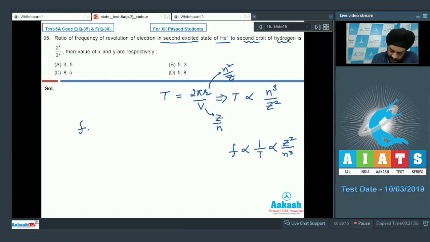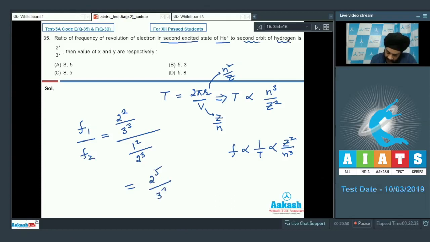So if we talk about the frequency ratio which is given to us, F1 by F2. The first frequency deals with the second excited state of He+, so the value of z will be equal to 2. So we have 2 square upon 3 cube, since the second excited state means that n equals 3. For F2 we have hydrogen, so z square is equal to 1, and the orbit given to us is the second orbit, so it has to be 2 to the power 3. On solving, F1 by F2 is 2 to the power 5 upon 3 to the power 3.